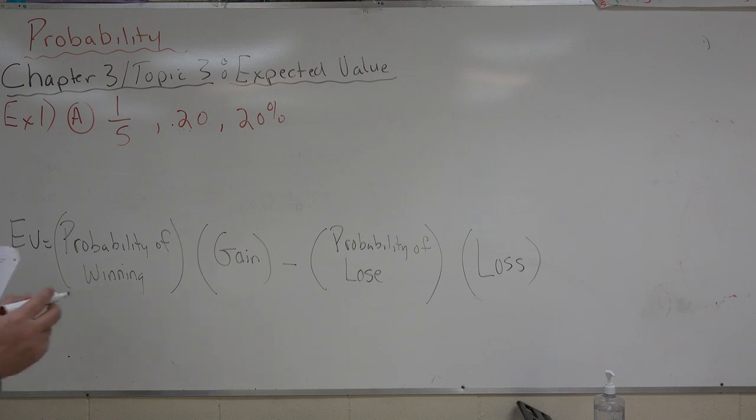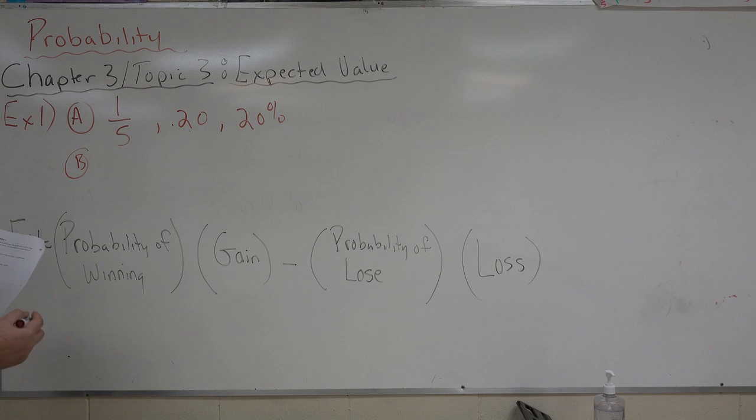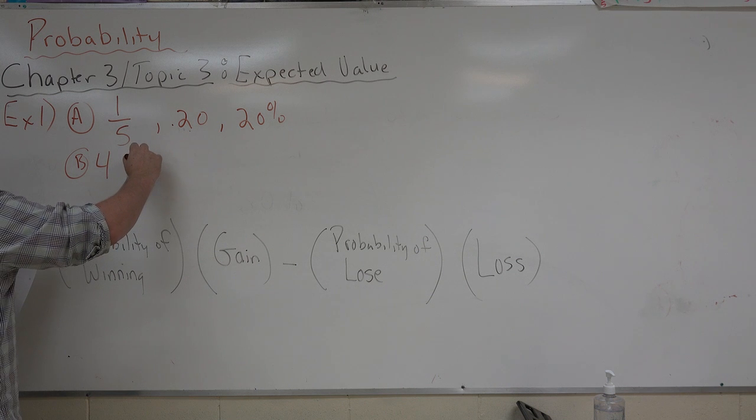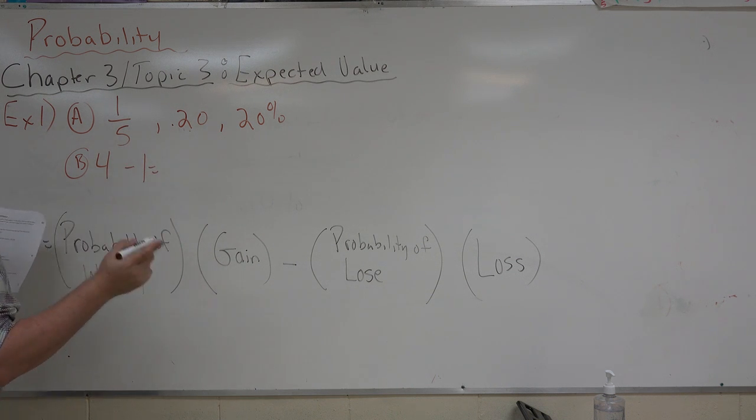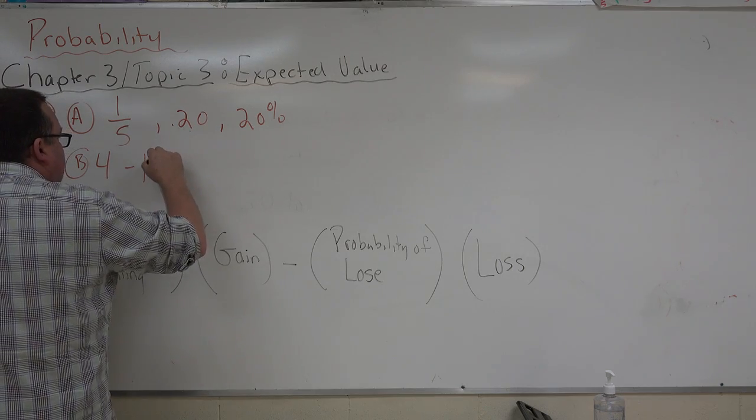B, the amount of gain. The amount of gain if you win is, well, if you win, you're going to get $4, but don't forget, it costs you $1 to play. So you actually are going to gain not $4, you're actually going to gain $3 as your winnings.